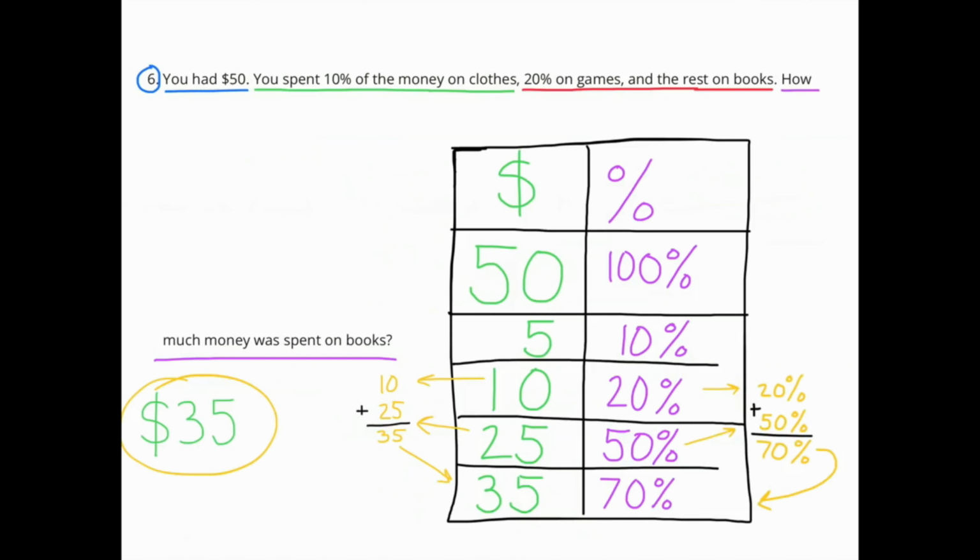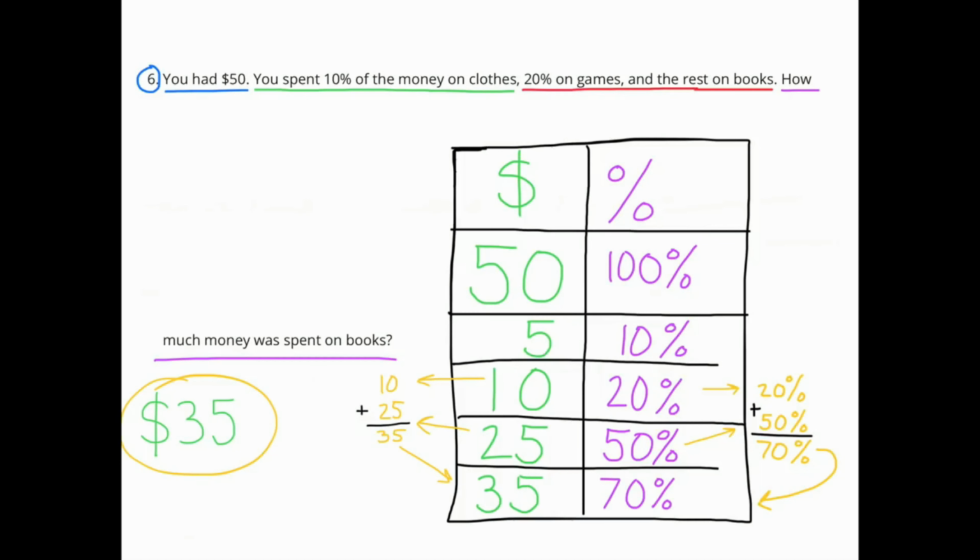Number 6. You had $50. You spent 10% of the money on clothes, 20% on games, and the rest on books. How much money was spent on books? In the table, $50 represents 100% of the money. I made the 100% 10 times smaller to get 10%, so I needed to make the $50 10 times smaller to get $5. I know that 10% times 2 equals 20%, and $5 times 2 equals $10. So 10% represents $5, and 20% represents $10.